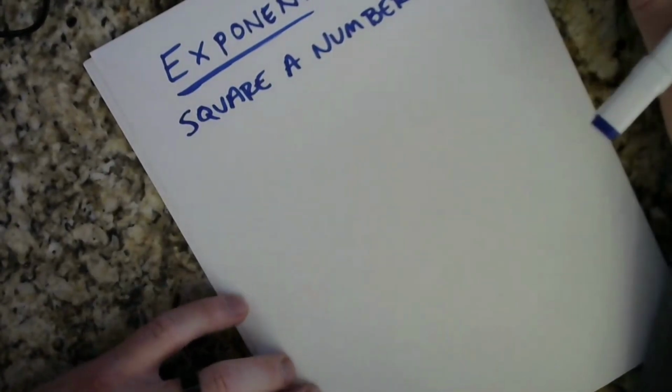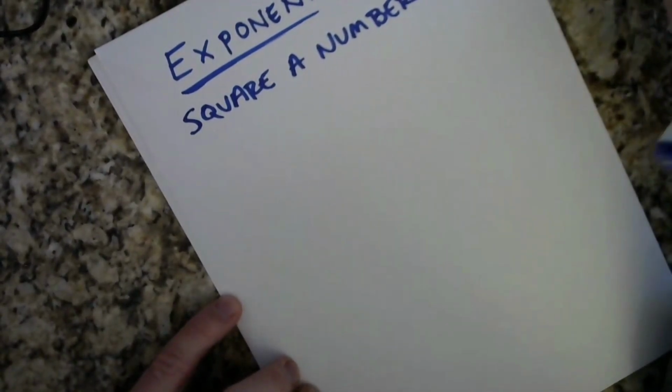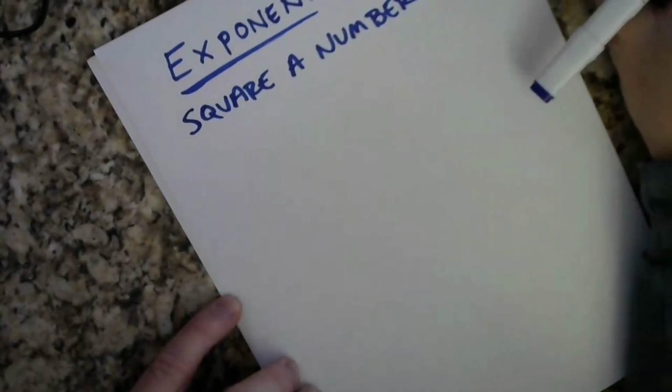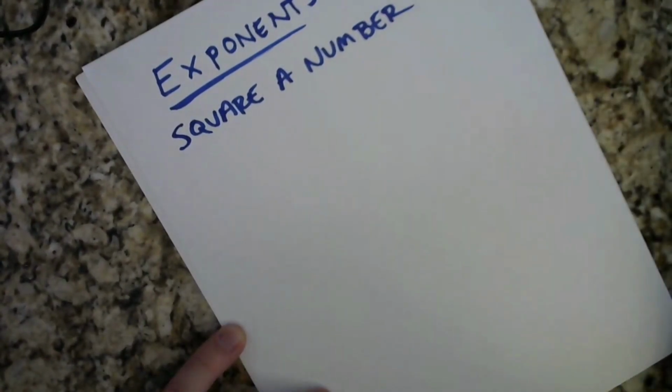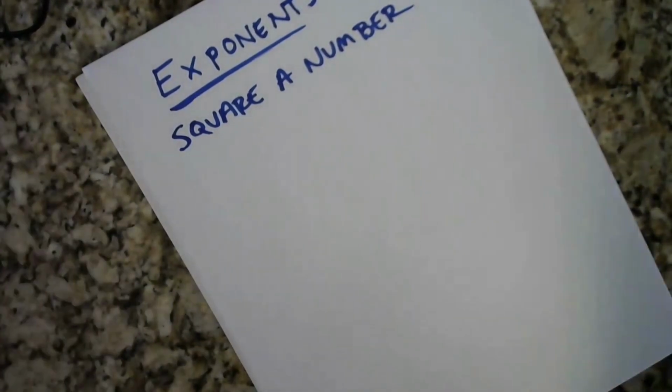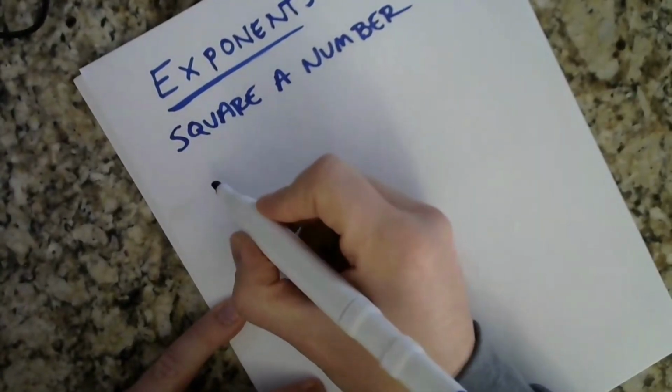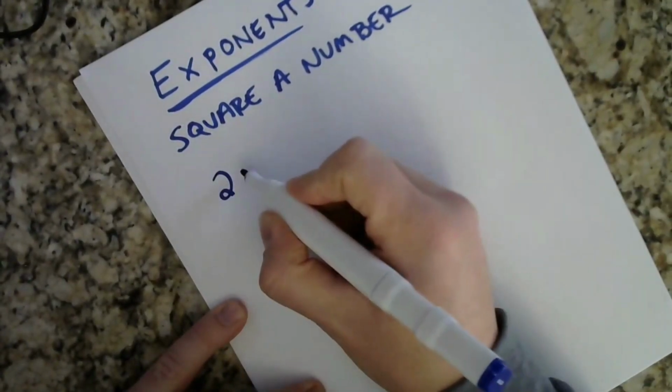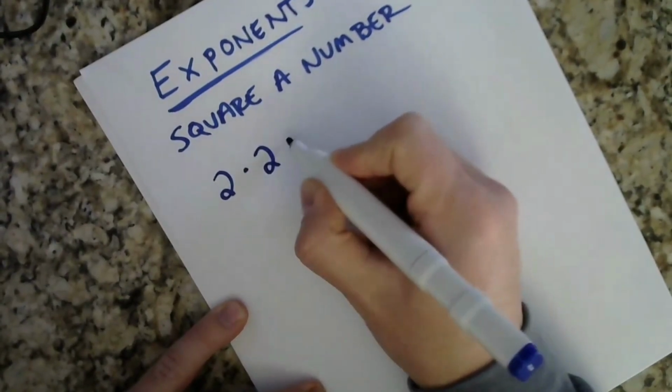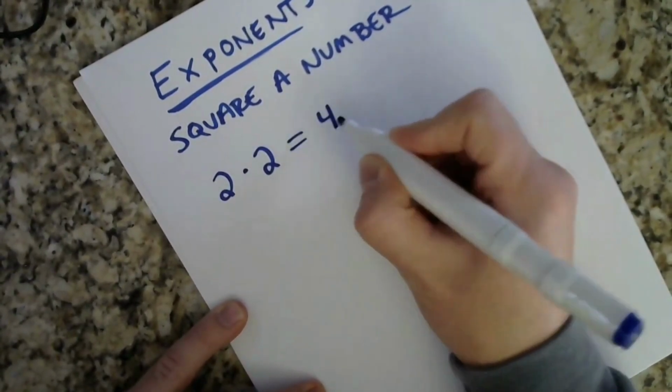Today we're going to talk about a very basic concept in algebra known as squaring a number. Squaring a number is basically taking the number and multiplying it by itself. In this example, we'll do a very basic one where you take 2 times itself, which is equal to 4.